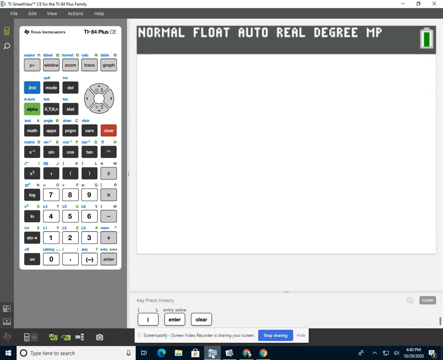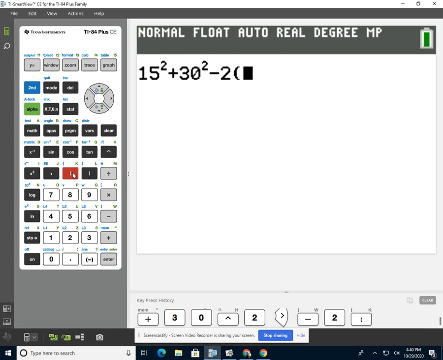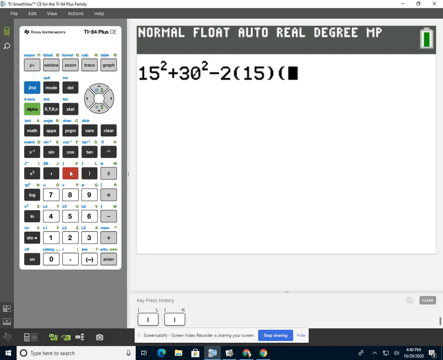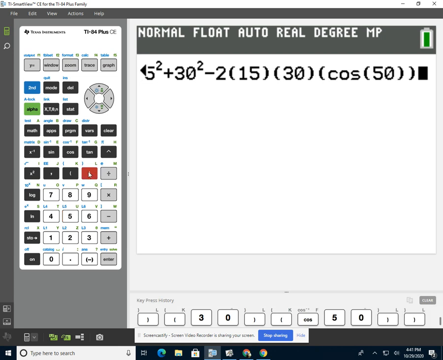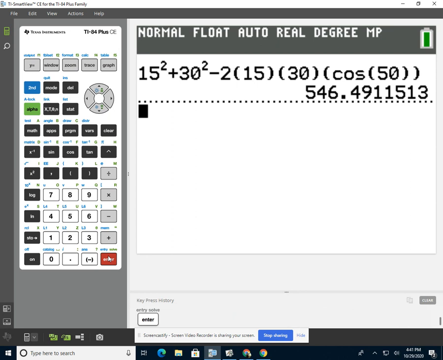So 15 squared plus 30 squared, and then what was it, minus 2 times 15 times 30, and then I believe we had cosine of 50, right? That was our angle. Make sure you shut your parentheses. And oh my gosh, how great is that? I can just put that all in one calculator swoop. 546.49, I'm going to use that.